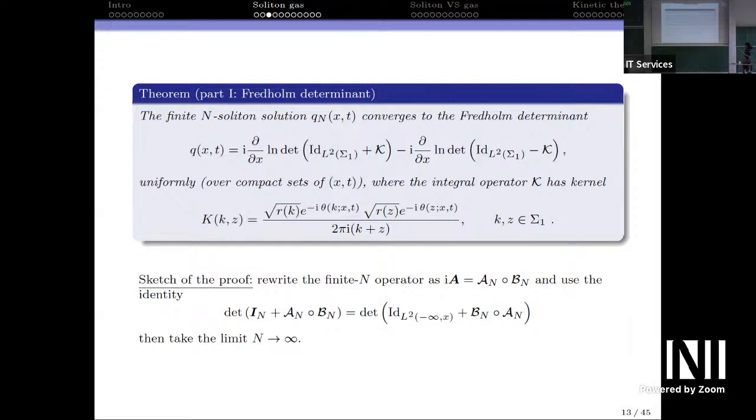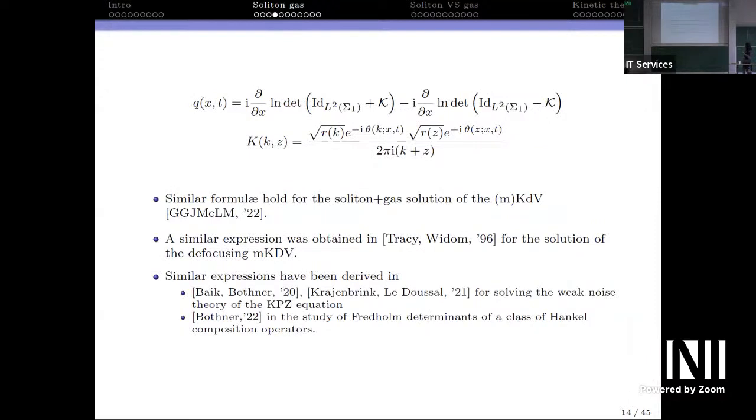So just a few more comments about this formula. First of all, this is the formula for the free soliton gas for mKdV. A similar formula holds for the KdV soliton gas and for the soliton plus gas solution. If we also add the soliton in the picture, the integral operator looks something like that. It's a rank one perturbation of this integral operator.